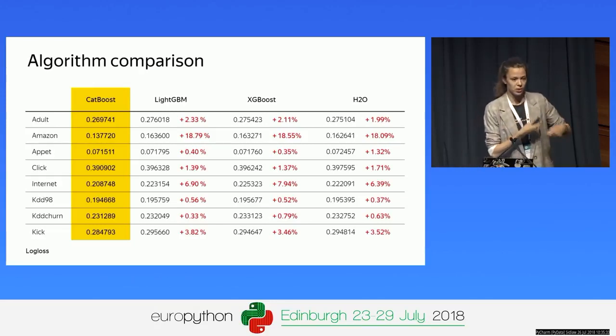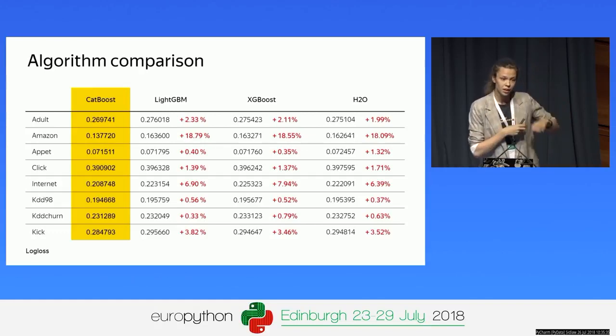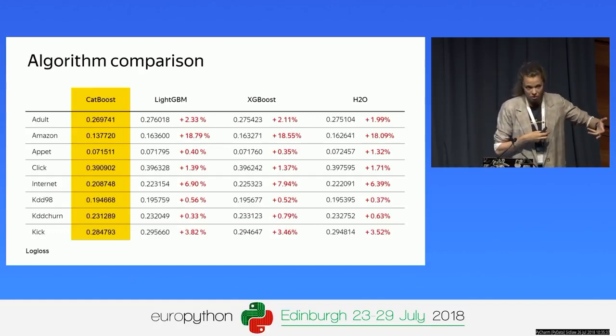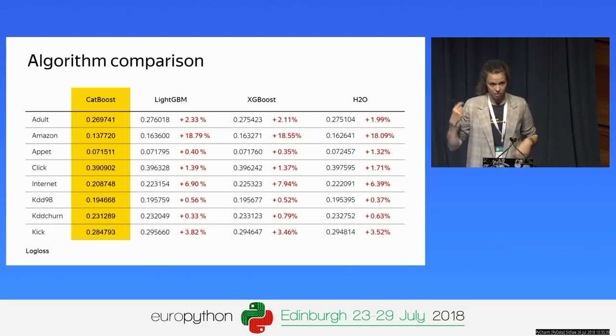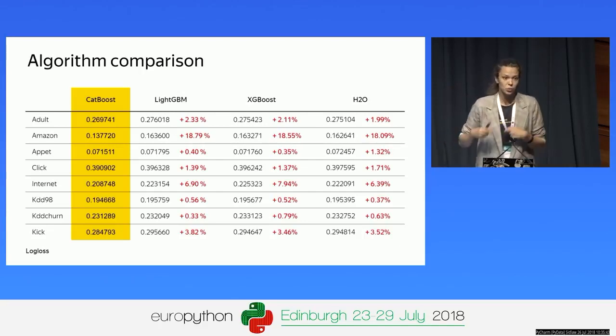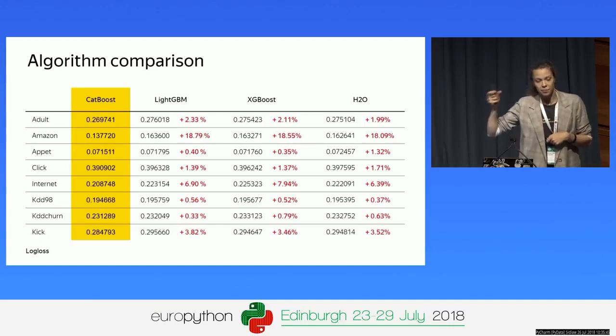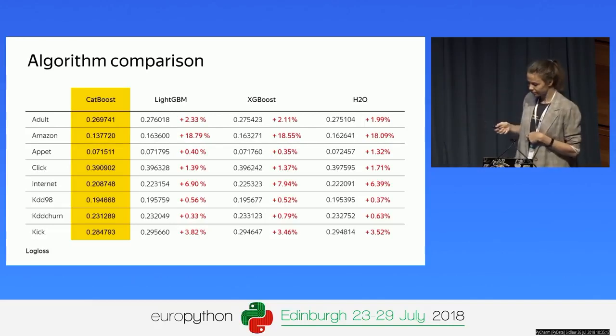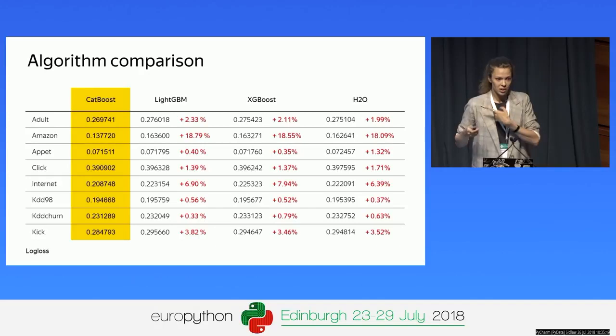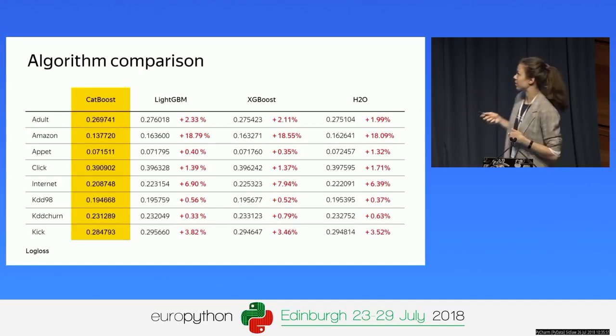We also have a comparison without parameter tuning. And CatBoost with no parameter tuning beats all other algorithms on these data sets with parameter tuning, in all cases except one where LightGBM outperforms CatBoost by a little. So that is the quality comparison. It's a good reason to try the library.